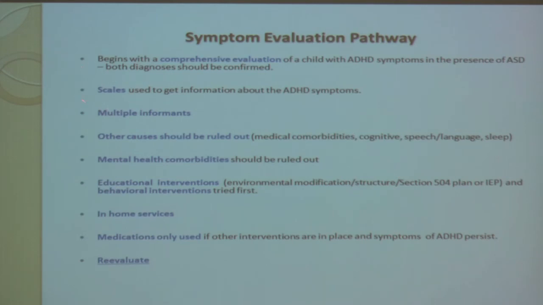That may require the use of scales. You might be familiar with the Conners scale or the Vanderbilt scales. These are scales that are sent to the school, and parents fill them out for home. There are some other scales that are used, and multiple informants are necessary. One of the diagnostic criteria for ADHD is that the symptoms should be present in more than one setting. If a child is having problems just at home or just at school, it may indicate a different problem than ADHD symptoms.